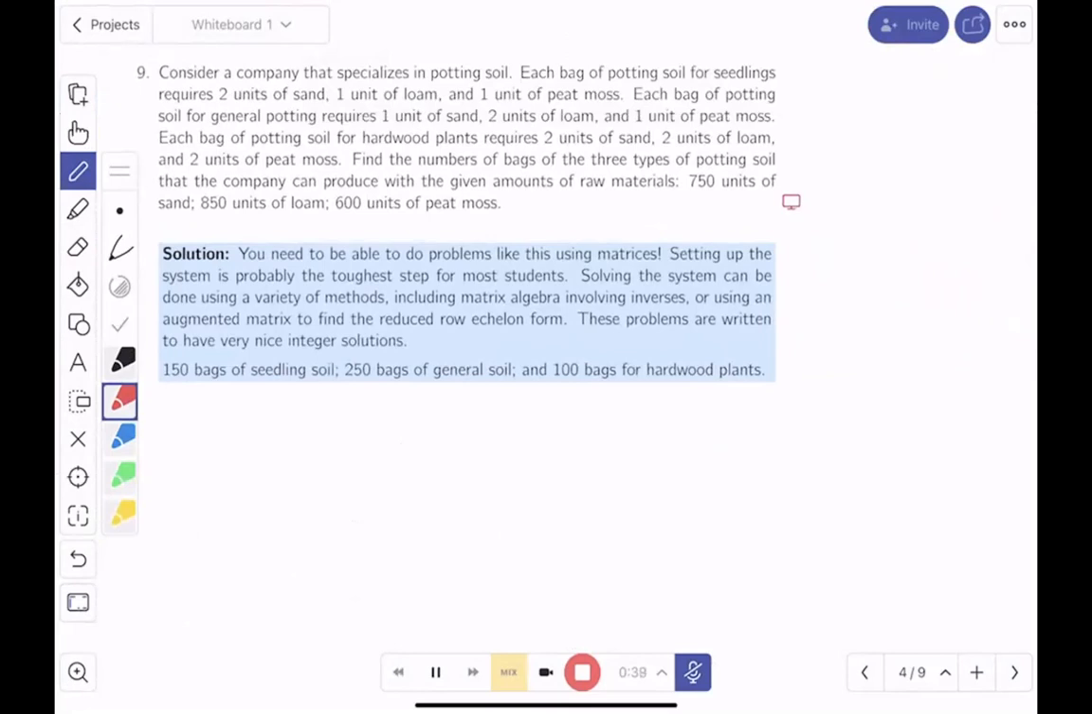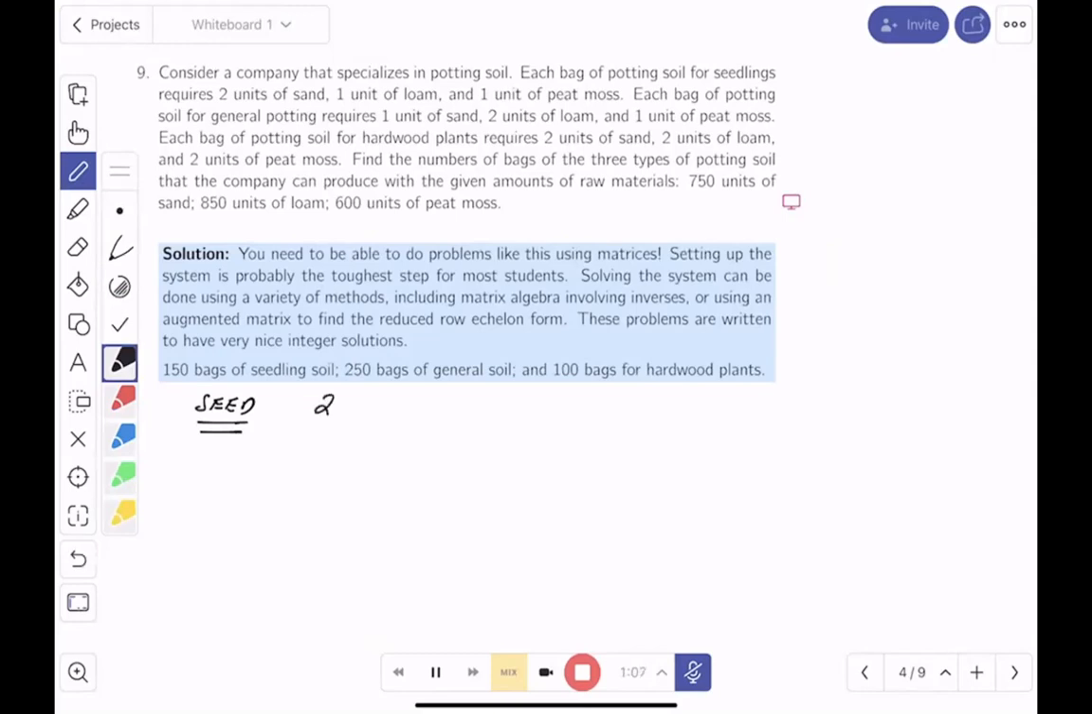Okay, this one, number 9, it's an easy problem. I'm going to say it's easy. Hopefully you understand what you've read. It says, consider a company that specializes in potting soils. Each bag of potting soil for seedlings requires 2 units of sand. Let me write this down for you. So seedlings, what do they require? Each bag, so this is a seedling bag, requires 2 units of sand.